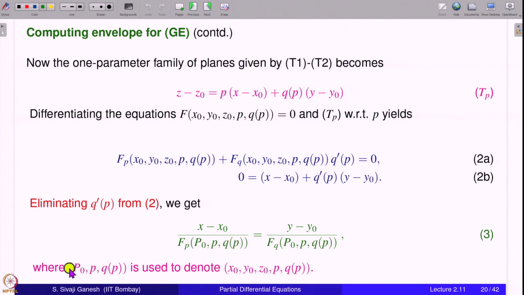P naught is actually X naught, Y naught, Z naught. F is a function of 5 variables, right? We need a 5-tuple here. For want of space, I have just made it a small notation P0. It stands for this.